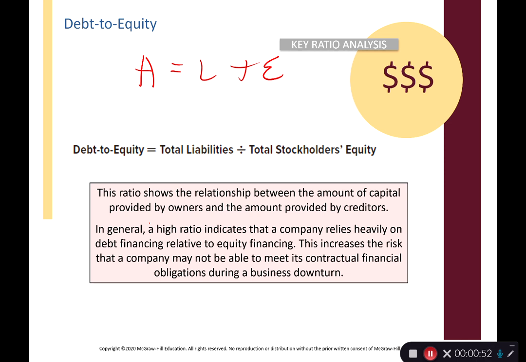So really, with any ratio, you need to compare from year to year of the same company or compare the company to its competition to determine the good or the bad. Generally, we want a lower debt to equity ratio because it imputes less risk.